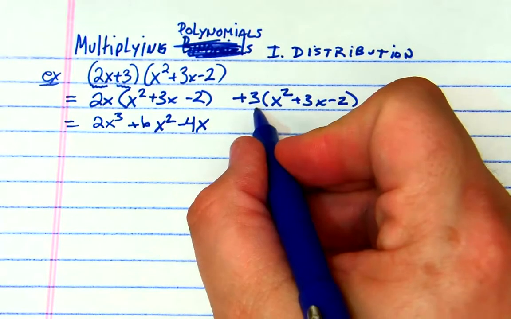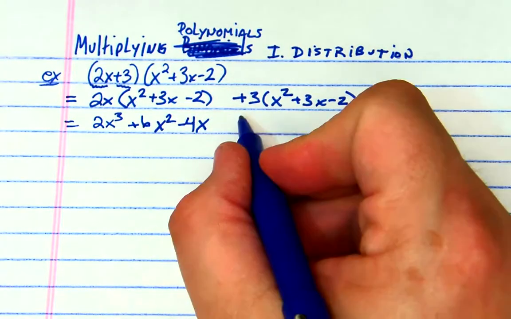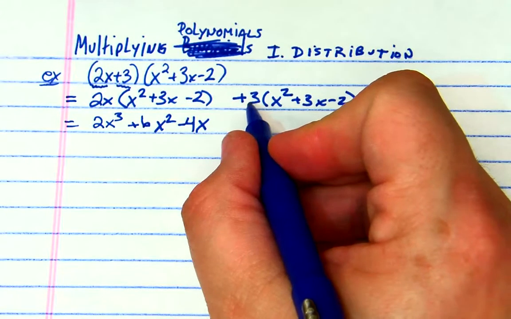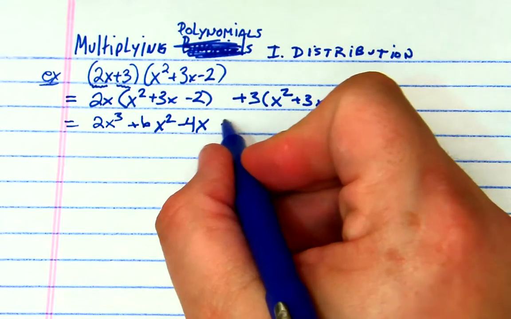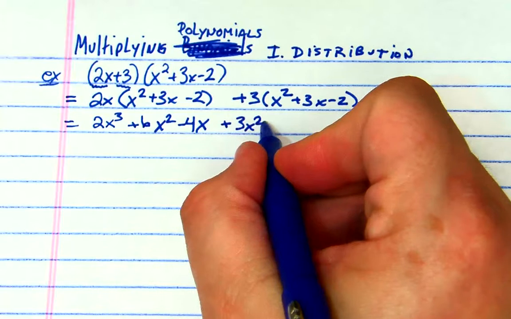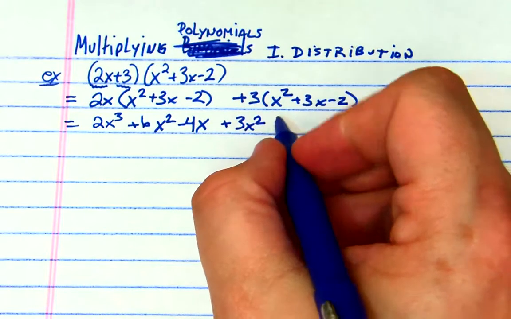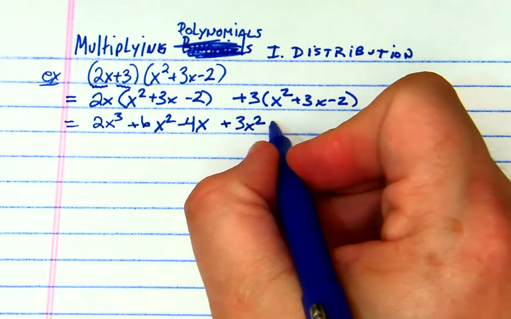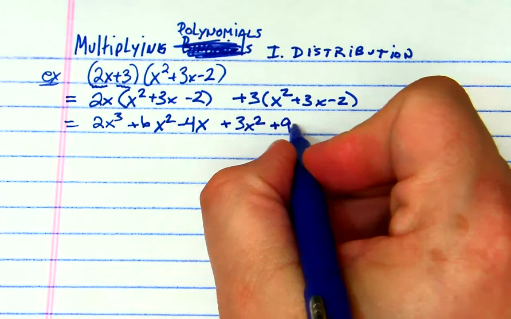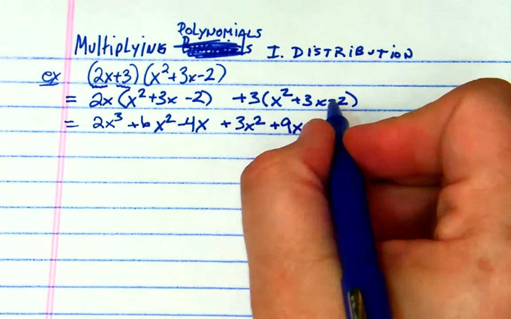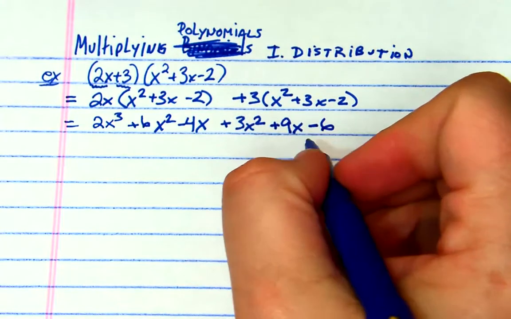Now I get to distribute the 3 to the 3 terms of the trinomial. So plus 3 times x squared is a positive 3x squared. Plus 3 times 3x. 3 times 3 is 9, so we get plus 9x. Plus 3 times a negative 2 is a negative 6.